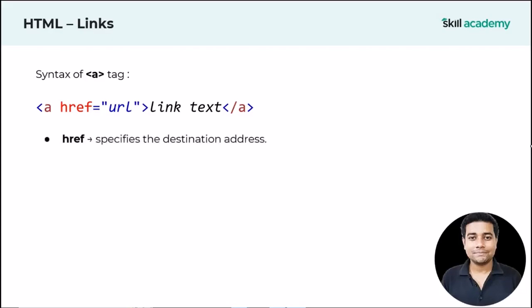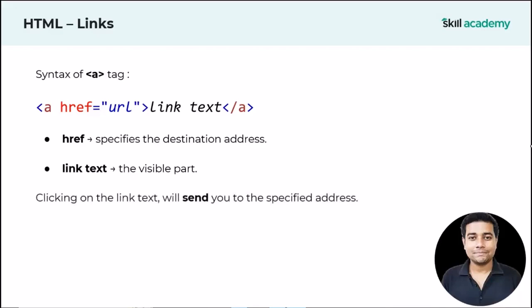So href is the most important attribute of your anchor tag. It specifies the destination address, meaning where you are going to redirect your user. Link text is the visible part. So guys, the href link is not visible to the user. We display only the link text to the user. So always remember, href specifies the destination address and link text is the visible part. Clicking on the link text will send you to the specified address.